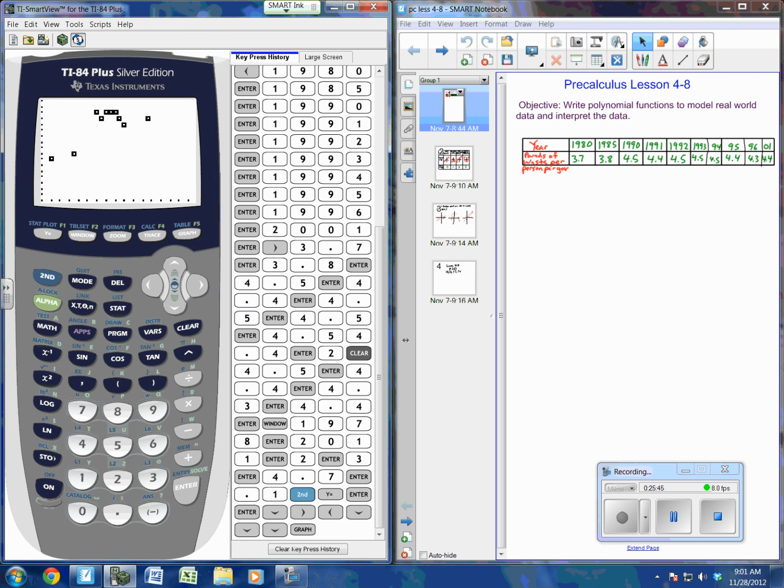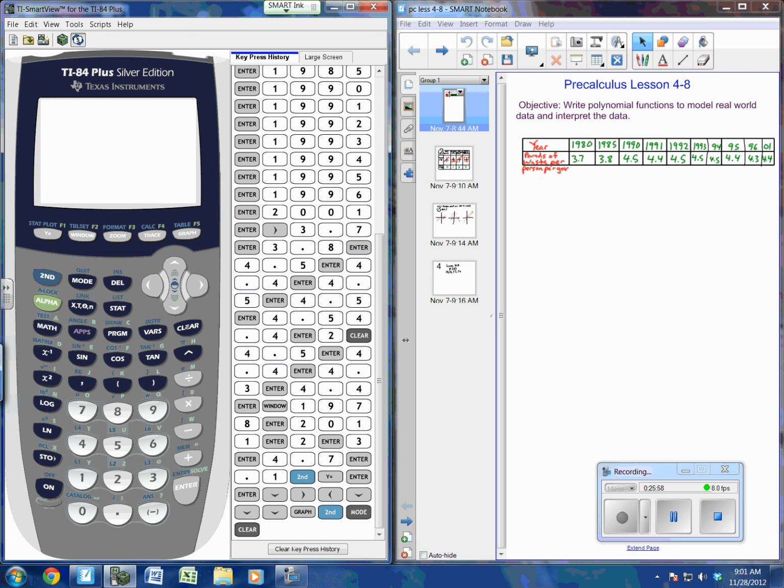So you might want to just do what they're doing, using a quadratic. So this is what we're going to do. Go to second and hit mode to quit and go to the home screen, clear that out. Okay, and we are going to hit the button stat. So hit your stat button. If you need to pause right there, go ahead until everybody's got it.